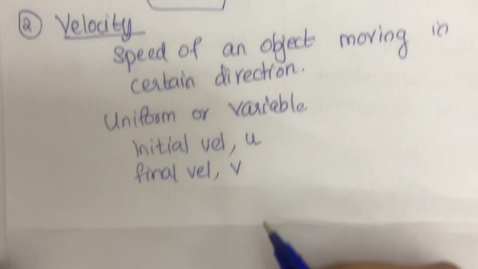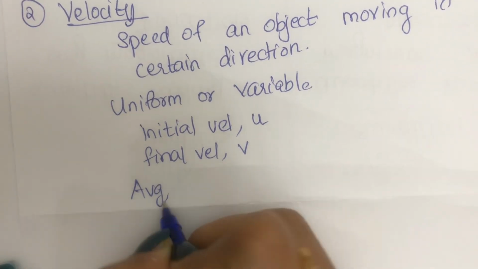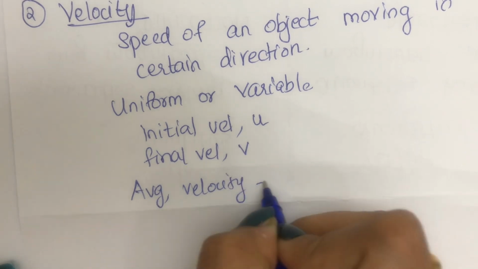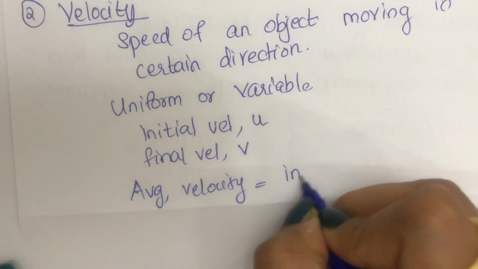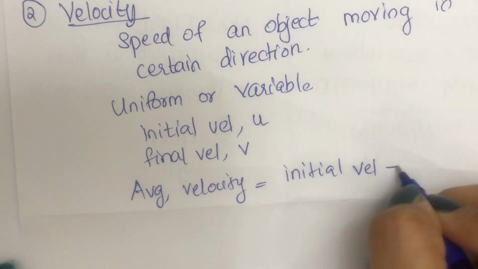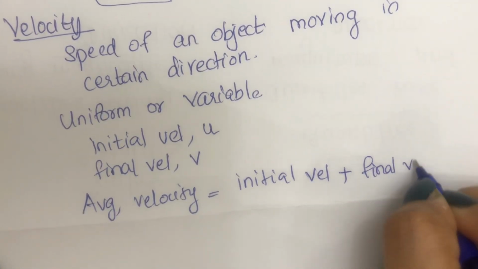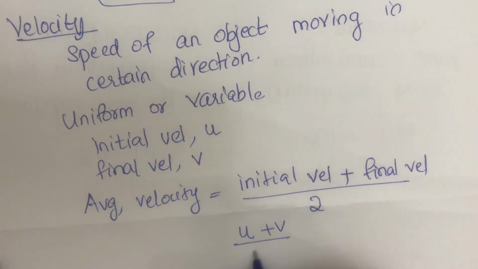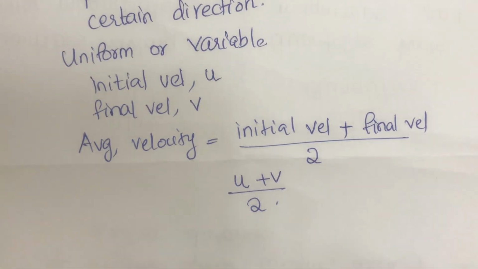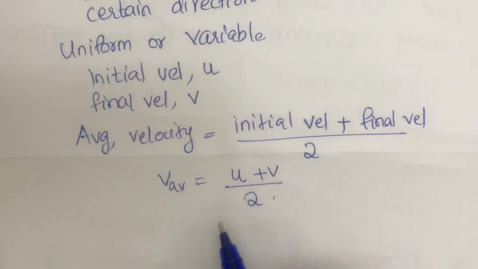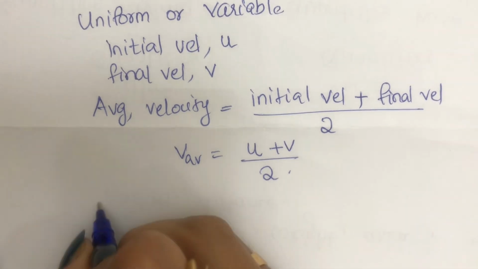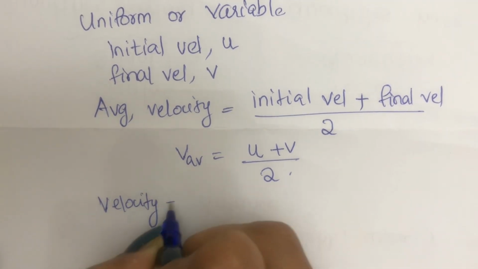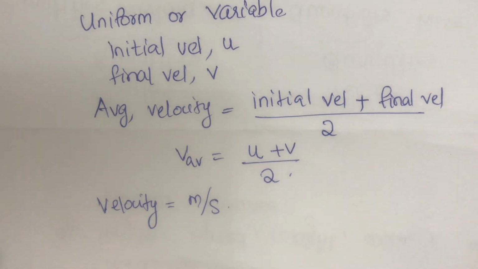So you have V and also U. What will be the average velocity here? Average velocity is initial velocity plus final velocity by 2. That is U plus V by 2. So V average, that is average velocity, is equal to U plus V by 2. Here velocity also has the same unit. So SI is meter per second. We can mention kilometer per hour and all.